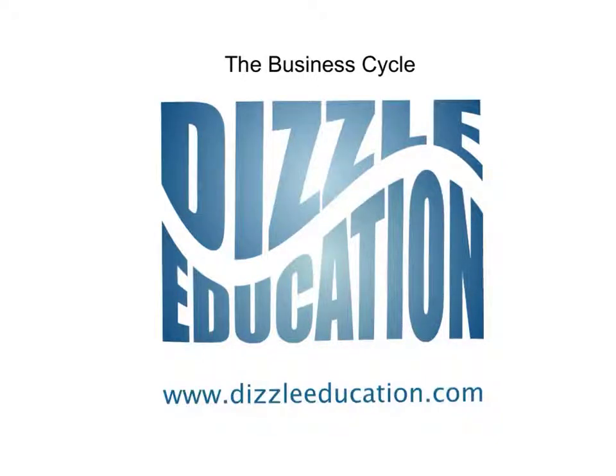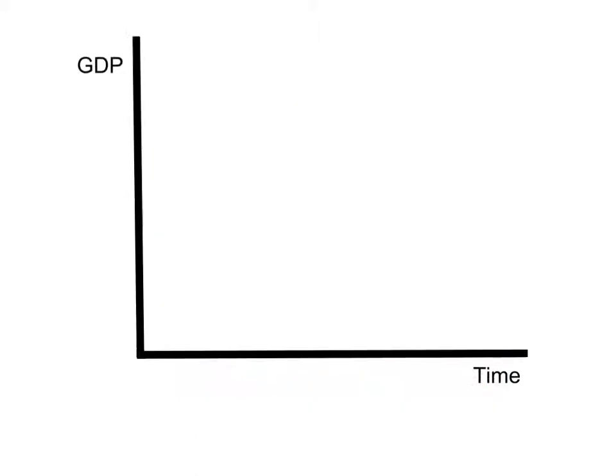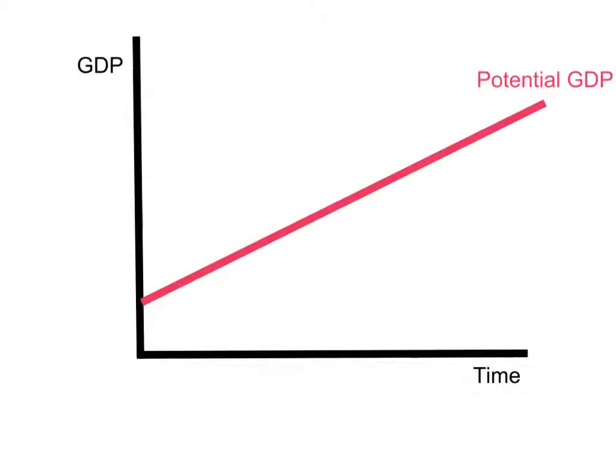The business cycle illustrates how a country's GDP or economic growth changes over time. As you can see on our graph, on our vertical axis we're going to put GDP, and on our horizontal axis we're putting time. This is a very long time scale here. We're looking at around probably about 20 to 30 years. So we're going to put the straight line here for potential GDP first.